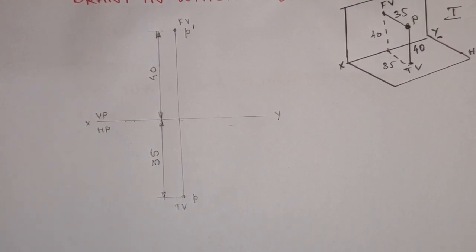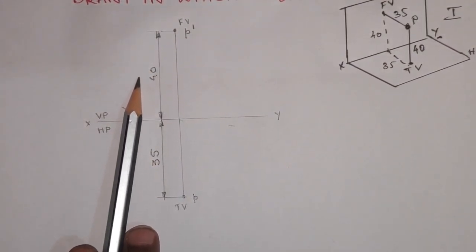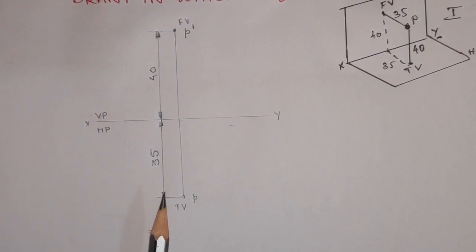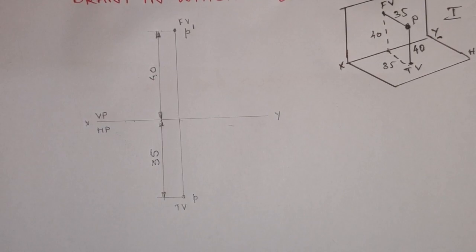So this completes the problem. So we have seen this point P lies 40 mm above HP and 35 mm in front of VP. It lies in the first quadrant, and this is the projection what you have obtained.